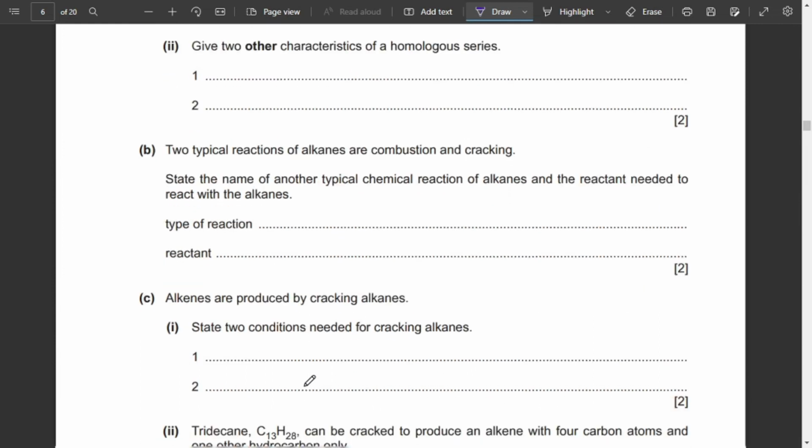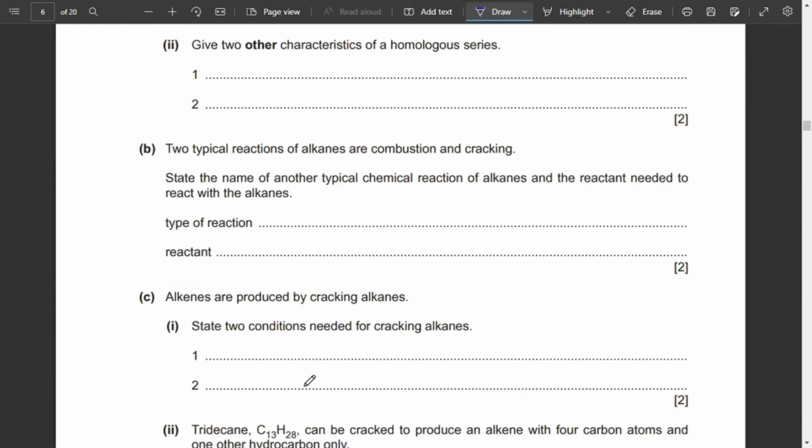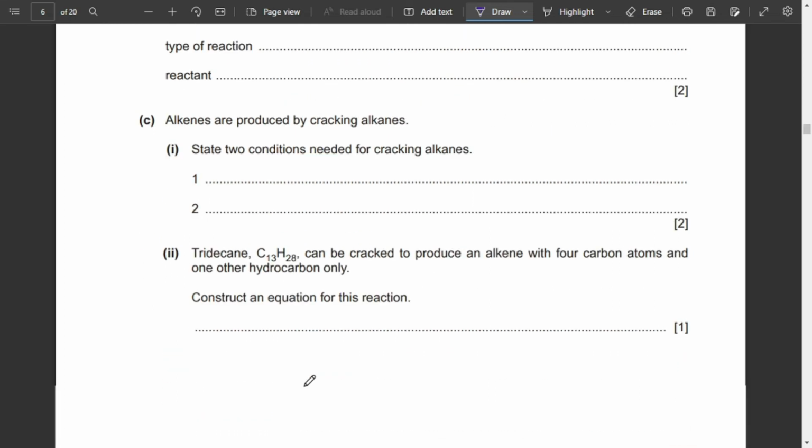alkenes are produced by cracking of alkanes. State two conditions needed for cracking of alkanes. So for cracking of alkane, we mainly require a catalyst and we require very high temperature. Alright, so you can write these two conditions.